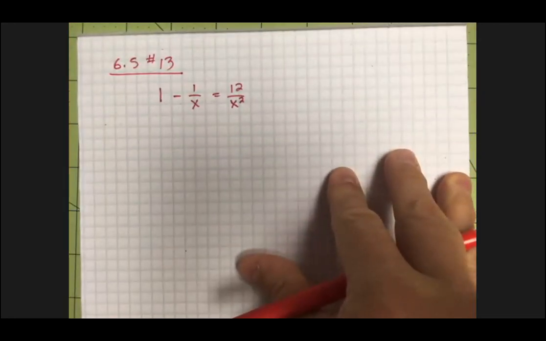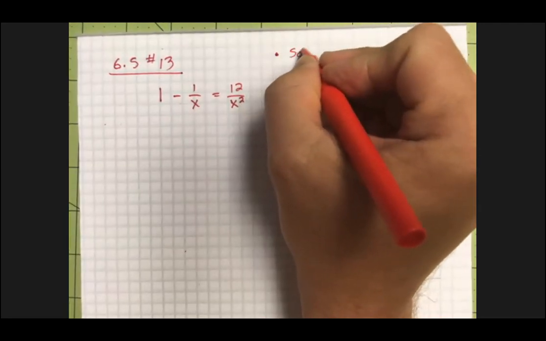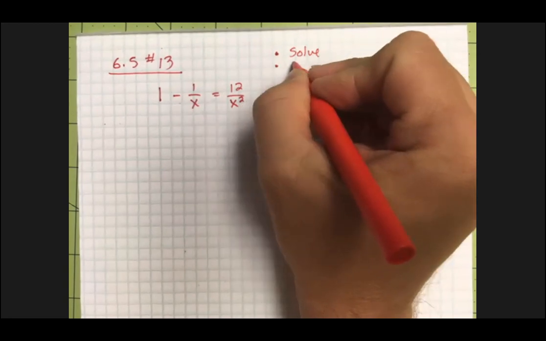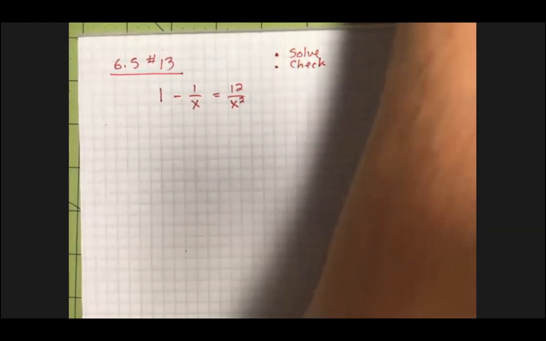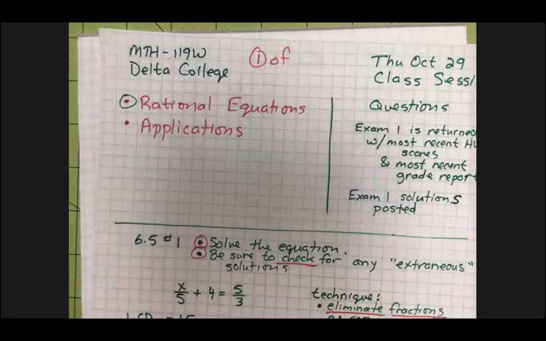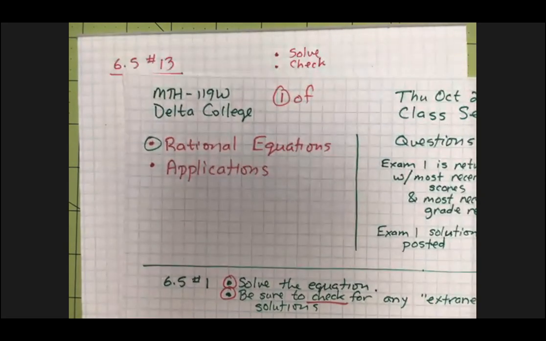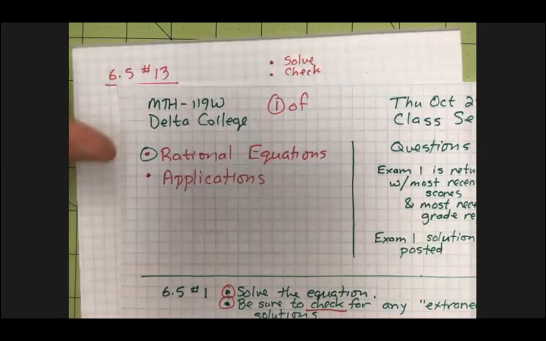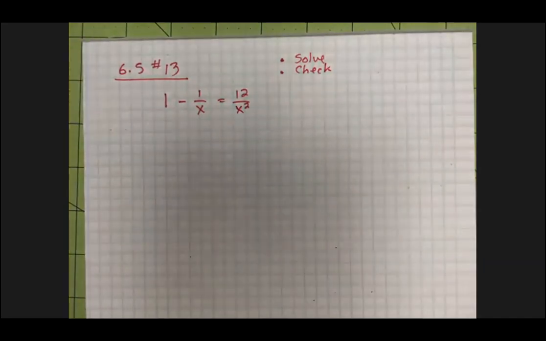Sorry, let me adjust my paper. Same 2 instructions as before. Solve and check. But I don't want to rewrite these long instructions here. So solve the equation. Be sure to check for any extraneous solutions. Just let me abbreviate that right now and say solve and check.